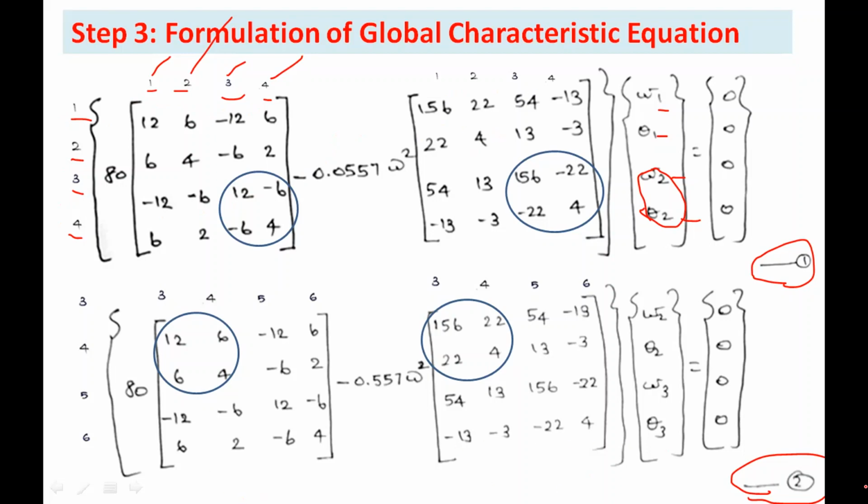Similarly, when you come to the second element equation, we are using 3 4 5 6, because here we have node 2 degrees of freedom W2, theta 2, so we are using 3 and 4, and for node 3 we have W3, theta 3, another 2 degrees of freedom, so we are using 5 and 6. So 3 4 5 6.